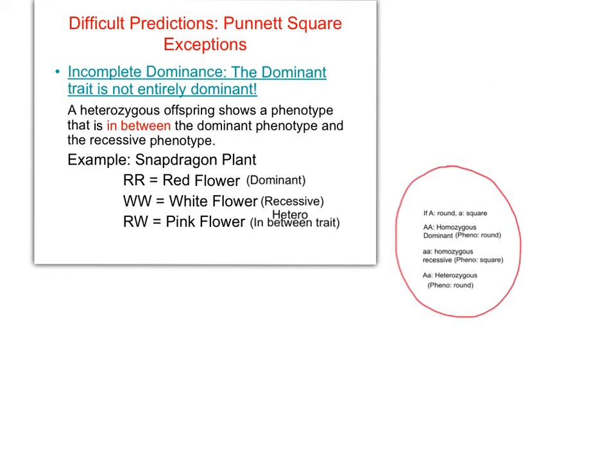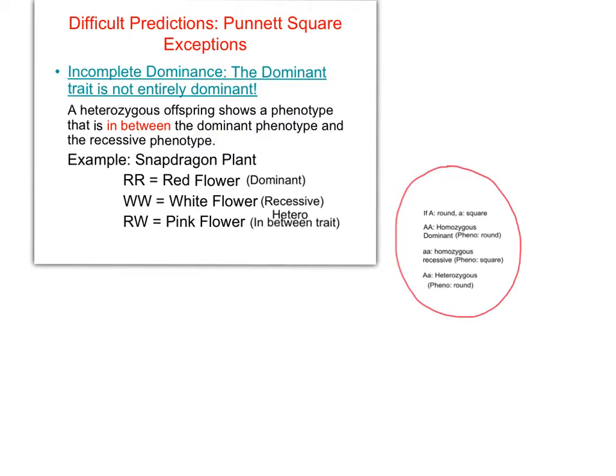Alright, so here's part 2 of your flipped classroom adventure. Today's topic talks about Punnett square exceptions. What does that mean? Punnett square exceptions talks about exceptions to the Punnett square rules that we've been talking about so far. So the regular rules that we've been looking at are circled in red.